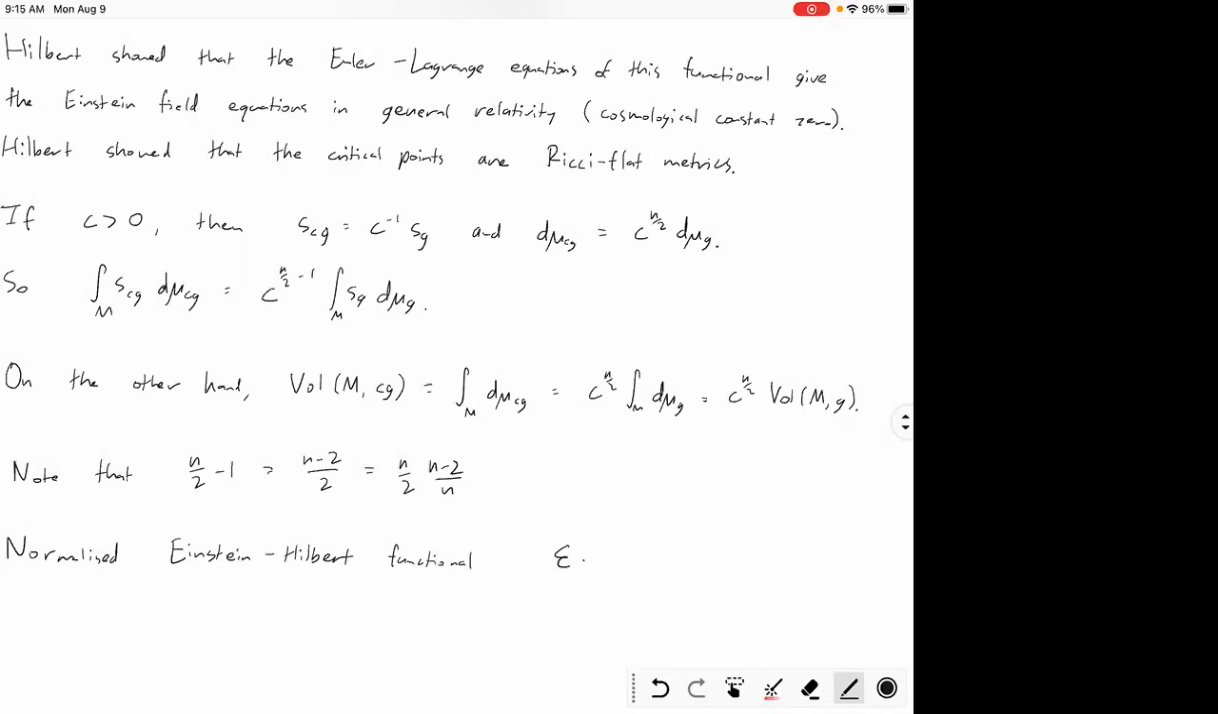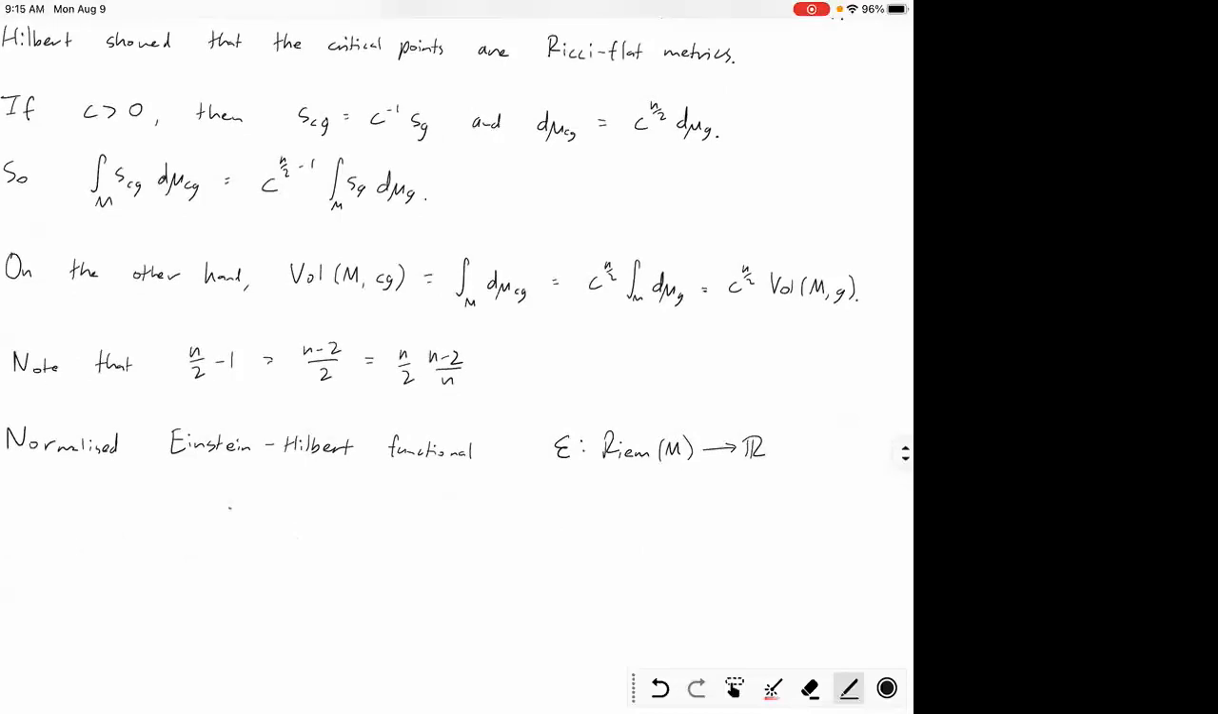Okay, which I'll denote by curly E, which again goes from Riemannian metrics on M to R, and it's given by, so I still have my total scalar curvature, but now I'm going to divide by an appropriate power of the volume so that when I rescale my metric, I get the same value of the functional. So it's going to be the volume of M with the metric G to the power of n minus 2 over n, where that expression is exactly coming from here.